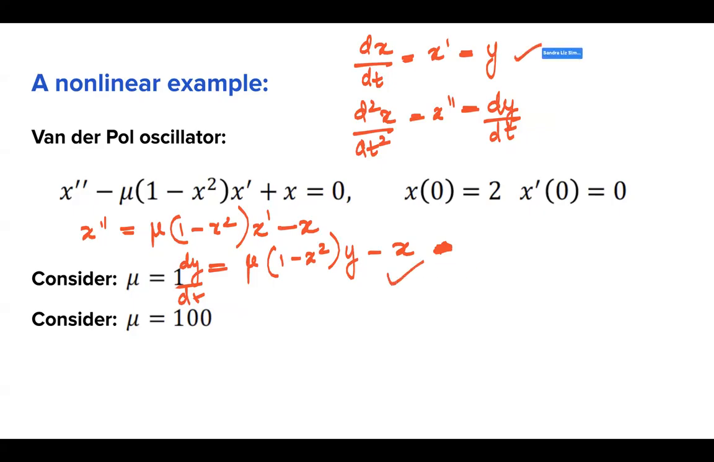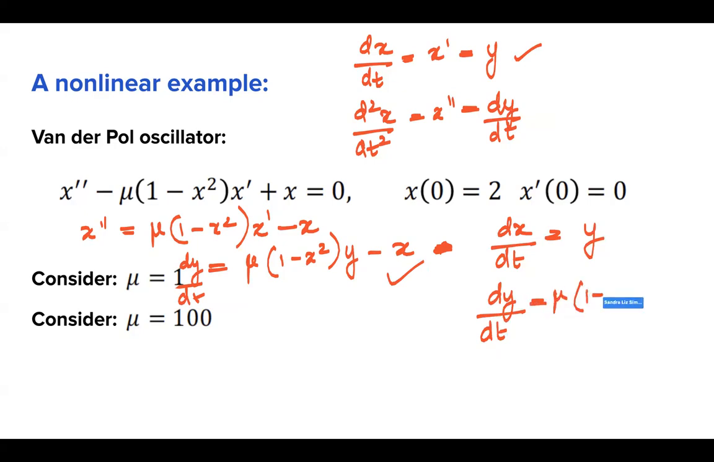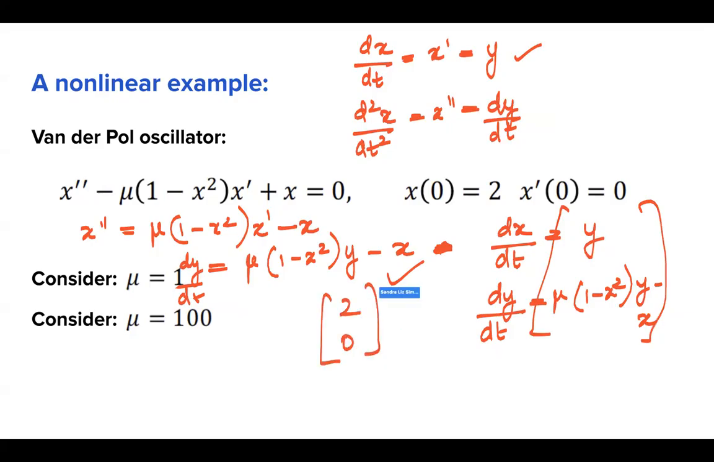So for dx by dt, I have the function equal to y, and for dy by dt, I have the function mu times (1 minus x square) times y, minus x. This will give me the function column vector. My initial value vector is 2, 0, right? X is 2, y is 0, and my variable looks like x comma y. Is this clear?